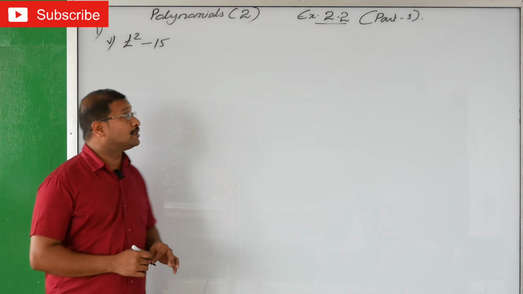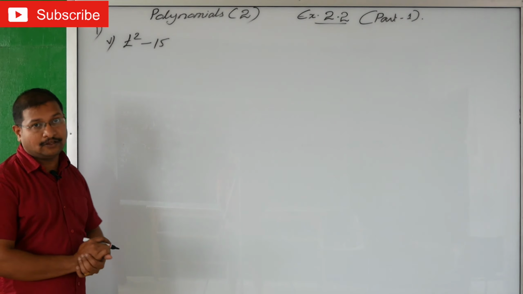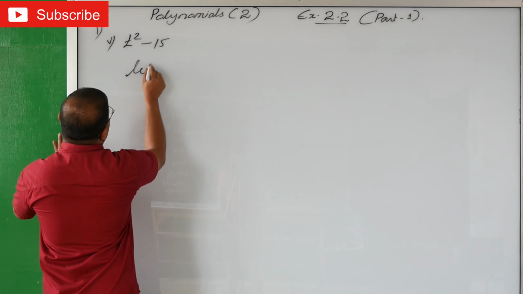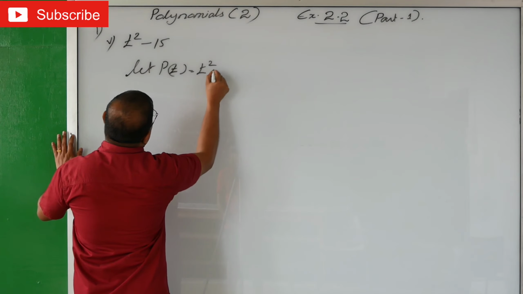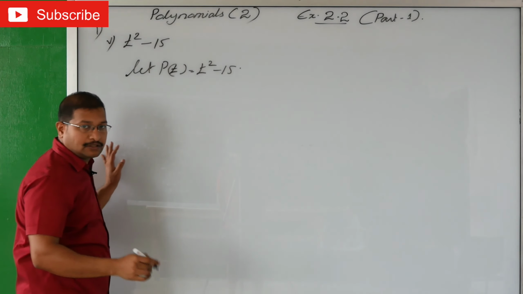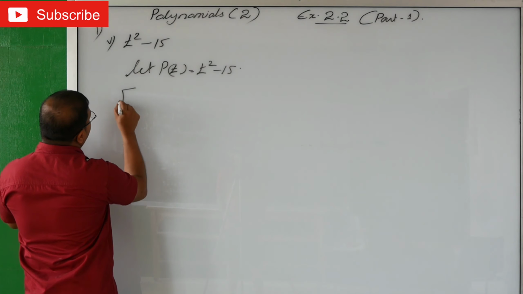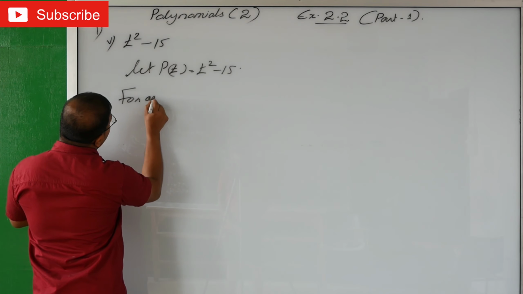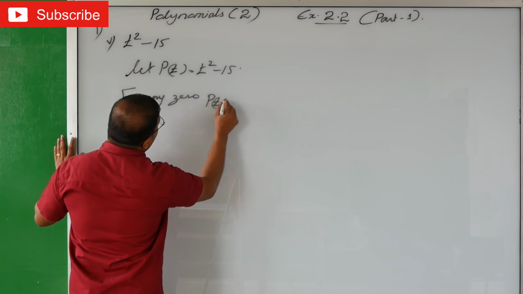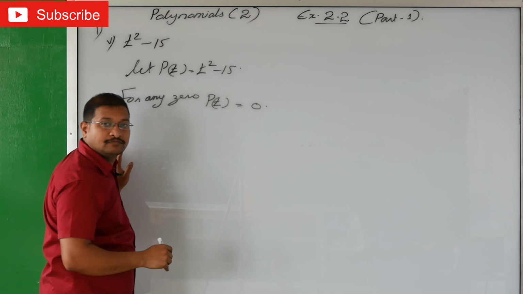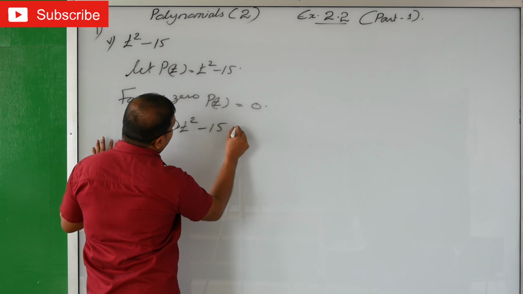Okay, let's see the next question. Question number 5: T square minus 15. Ready? So what you'll write? Let P of T equals T square minus 15, because the polynomial is in terms of T. Ready? Now what you'll write for any zero: P of T equal to 0. Ready? This implies T square minus 15 equal to 0.